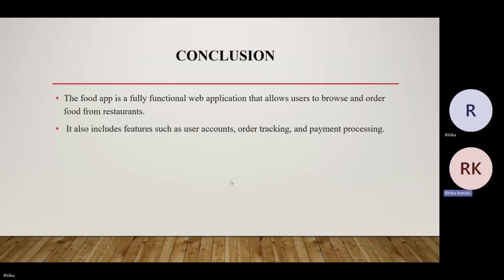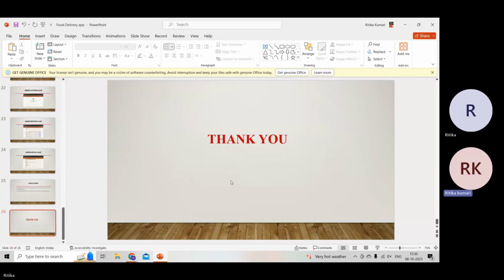Now, conclusion. The food app is a fully functional web application that allows users to browse and order food from restaurants. It also includes features such as user accounts, order tracking, and payment processing. This food app will help users order food from anywhere they want. Now let us see the demonstration of our project.